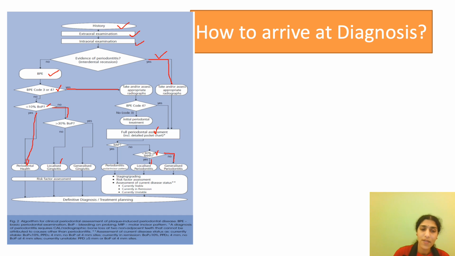We say molar incisor pattern only when pocket depths or bone loss are present only in the first molars and incisors. In that case we say the pattern of bone loss is molar incisor pattern, and accordingly we call it periodontitis with molar incisor pattern. Once you confirm it is generalized periodontitis, you proceed with your staging and your risk factor assessment of diabetes and smoking, and you grade the patient. That's when you ultimately get the diagnosis and proceed to treatment planning.